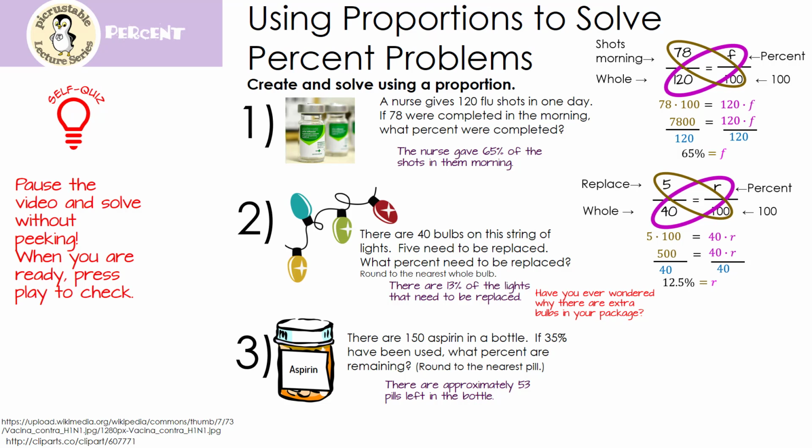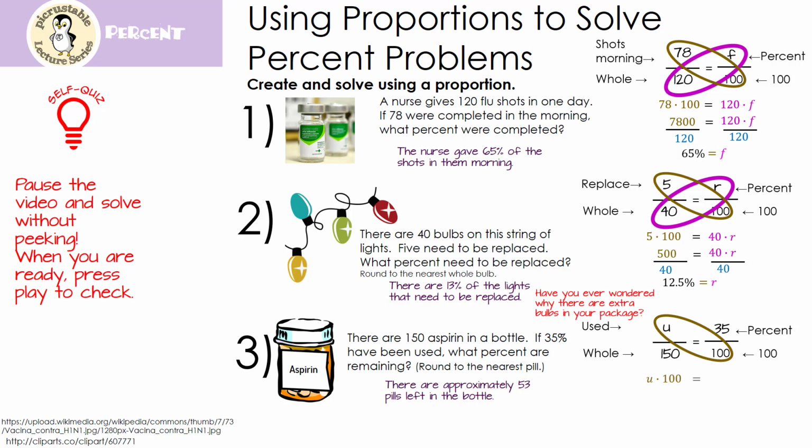Let's look at the last one, number 3. There are 150 aspirin in a bottle. If 35% have been used, what percent are remaining? Round to the nearest pill. Let's make our formula. We don't know how many were used, that's what we're looking for. But there are 150 in the bottle. We know that 35% were used. We just don't know the exact number of pills.